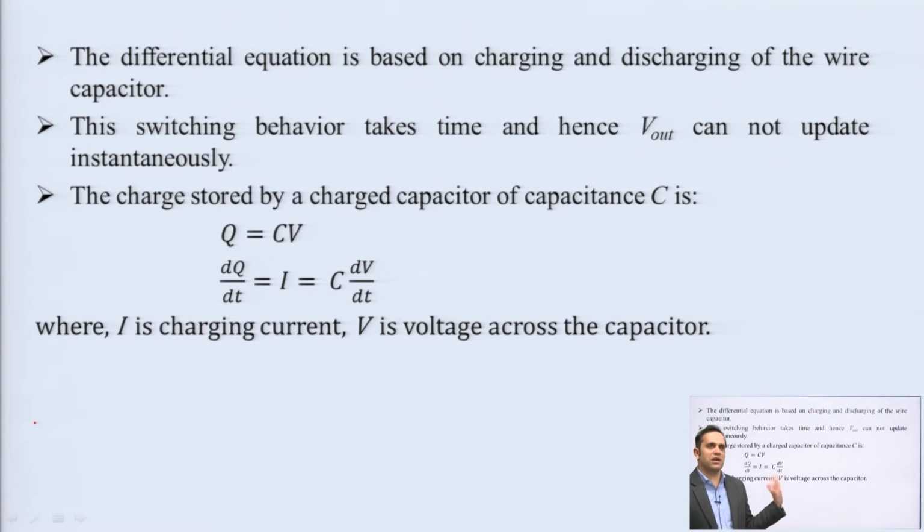If you differentiate the equation on both sides to obtain current, the current which flows through or is carried by the capacitor is C dV by dt. Okay. So, dV by dt is the rate of change of the voltage across the capacitor. Okay. I is your charging current, C is the capacitance. Okay.